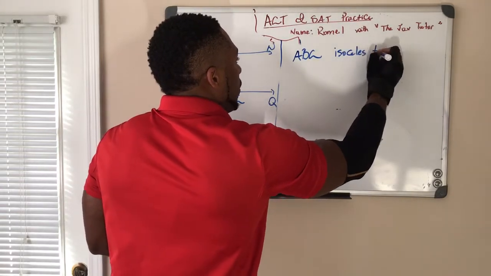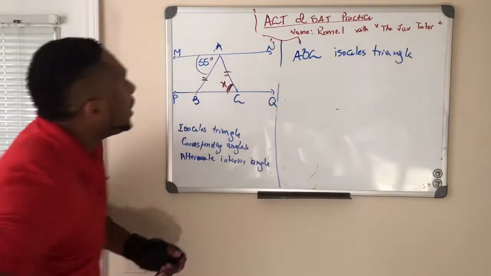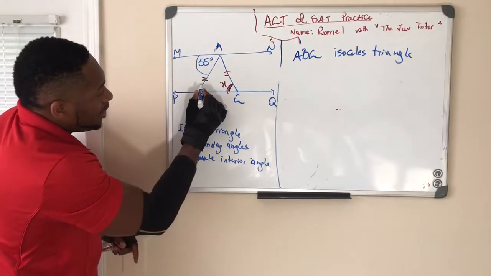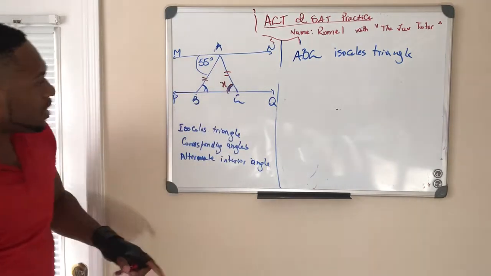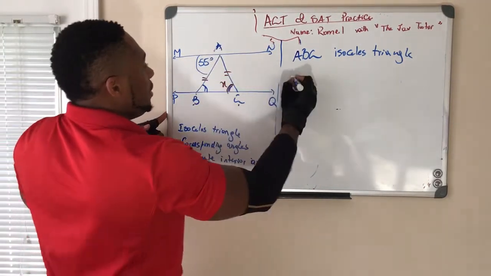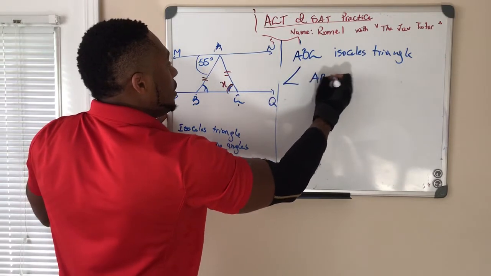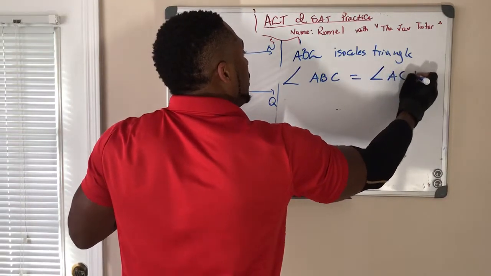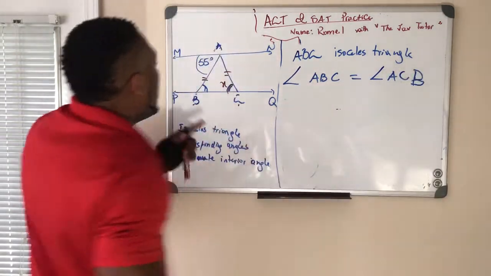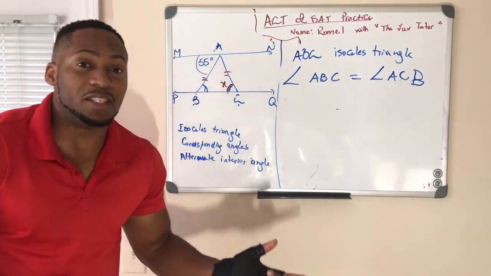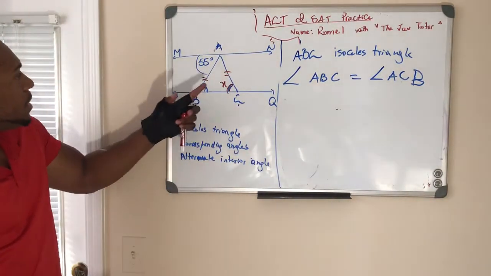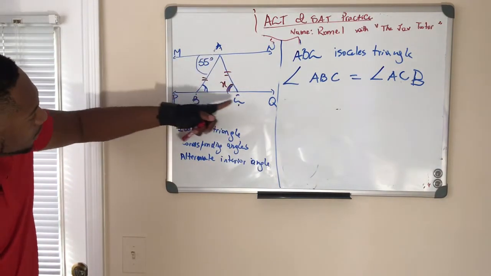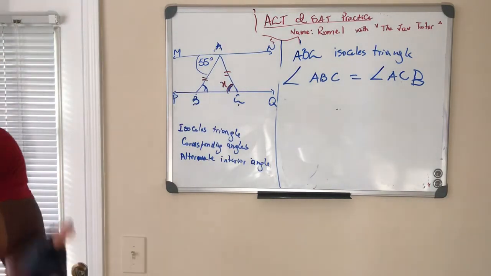So what does that mean? ABC is an isosceles triangle with AB equal to AC. That means the angle here and the angle here are the same thing. So angle ABC is equal to angle ACB. All right, so I haven't really done anything here. All I did is say, okay, I know this is an isosceles triangle, and I know this angle here, ABC, is equal to ACB. So now what else do we know?